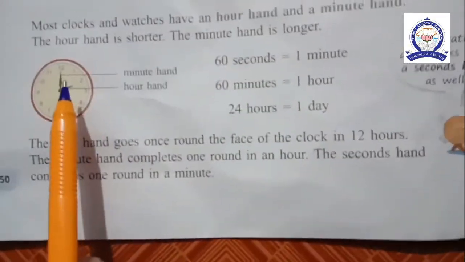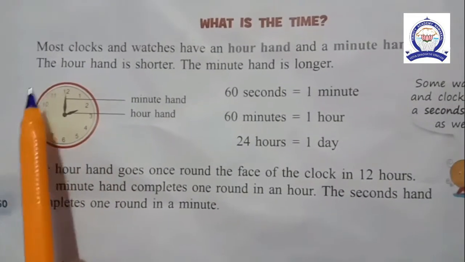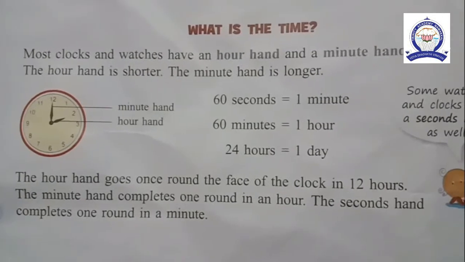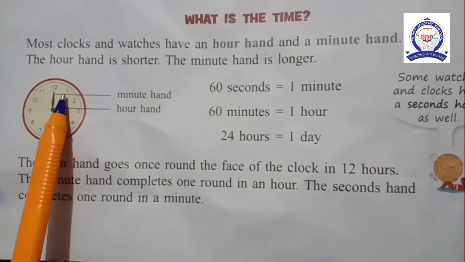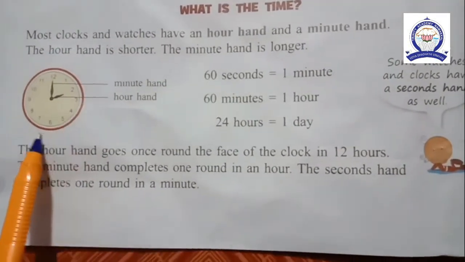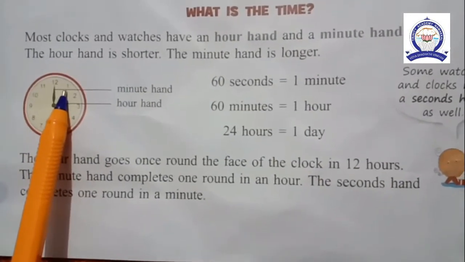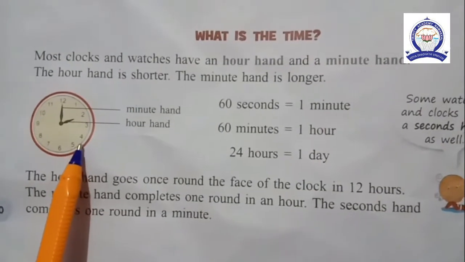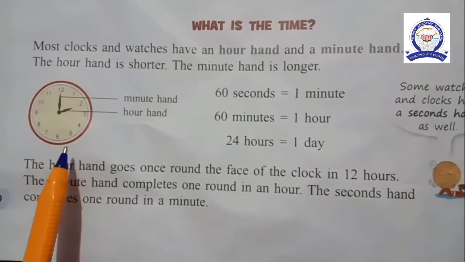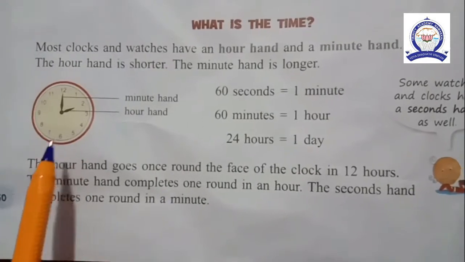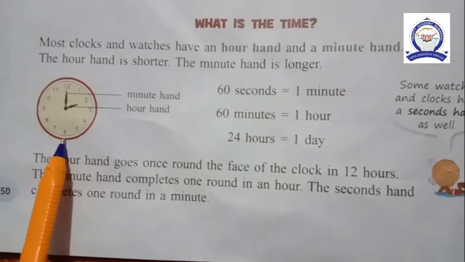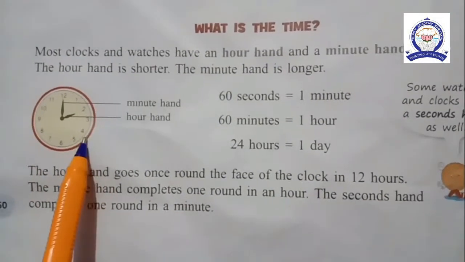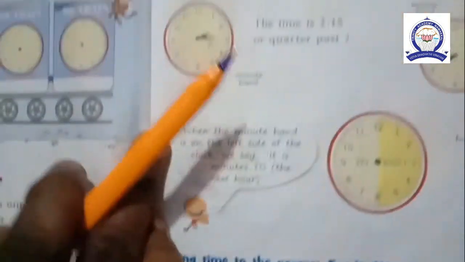Okay. The big hand rotates one time. The time is 1 hour, 60 minutes. Is it clear children? Each one you multiply 5. That is the time. 1 means 5 minutes. 2 means 10 minutes. 3 means 15 minutes. 4 means 20 minutes. 5 means 25 minutes. 6 means 30 minutes. Okay children, is it clear to you? Okay. See the next one.